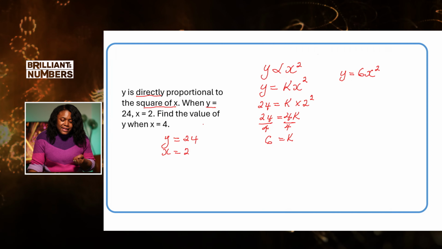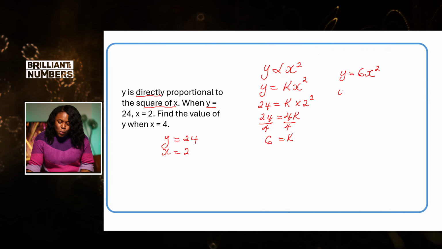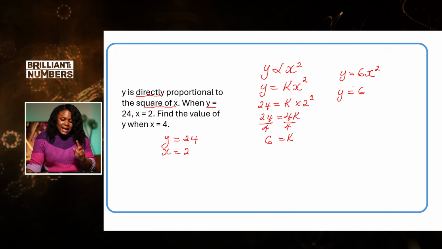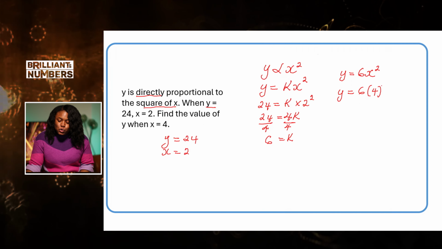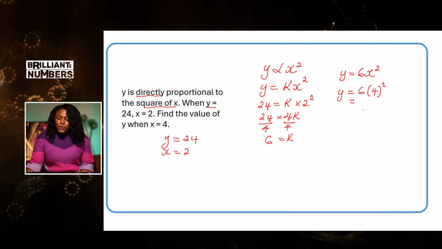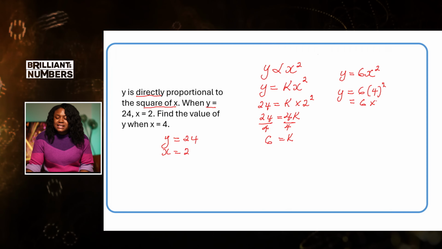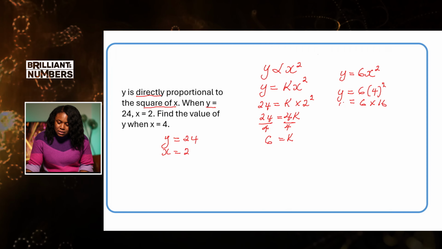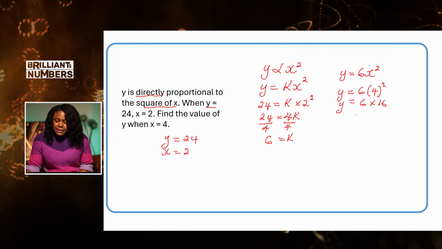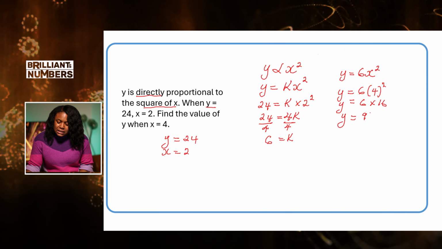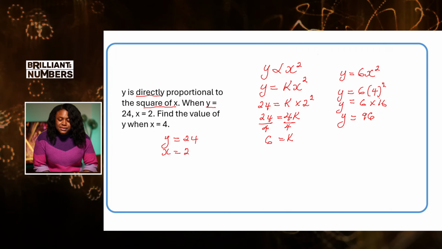So I was asked to find the value of y when x is equal to 4. So therefore, y is equal to 6 and x is 4. So remember, we're squaring that. So it's going to be 4 squared. So 4 squared is equal to 16. So we're in essence multiplying 6 by 16. Okay, this is easy to do on a calculator or non-calculator. So 6 times 16 gives us 96. So the value of y will be 96.